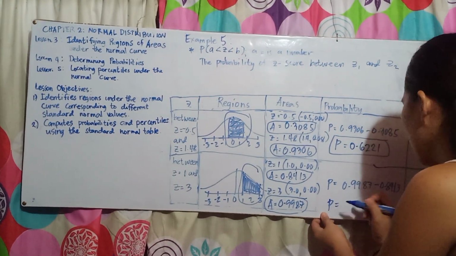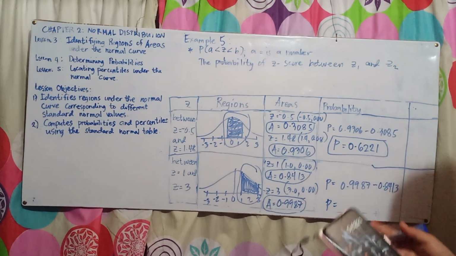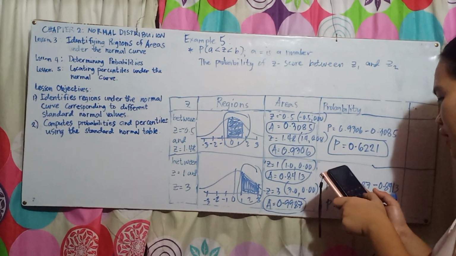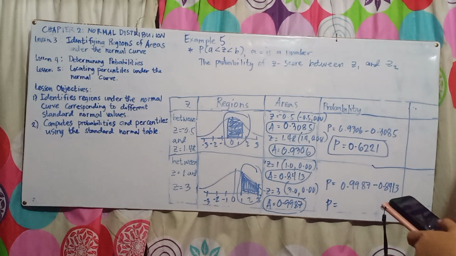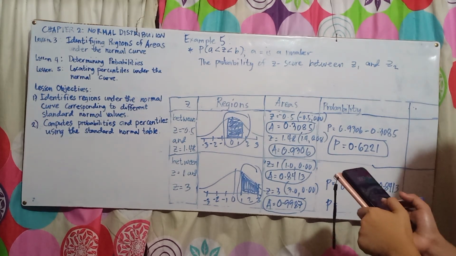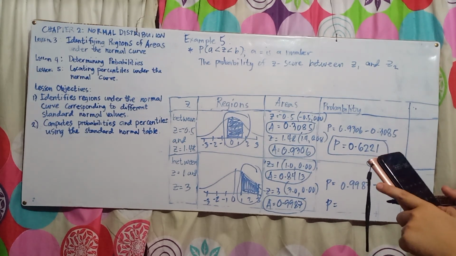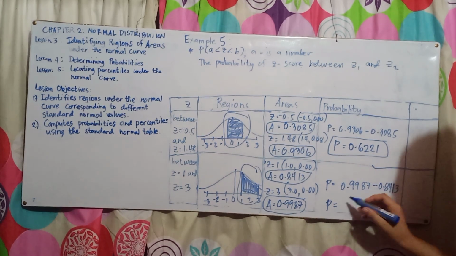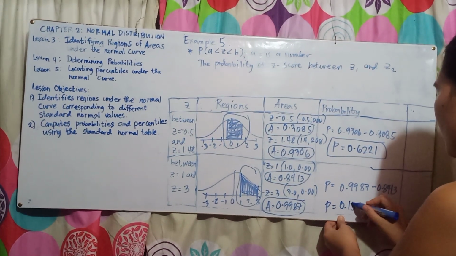Kani, 0.9987 i-minus sa 0.8413 is 0.1574.